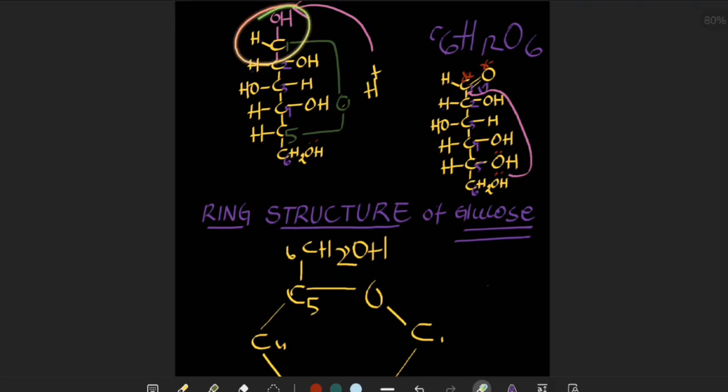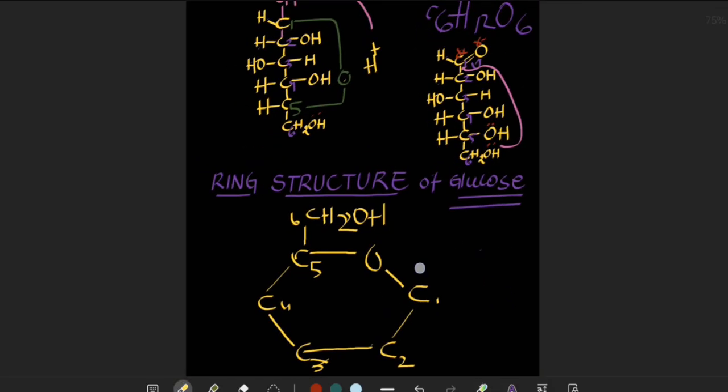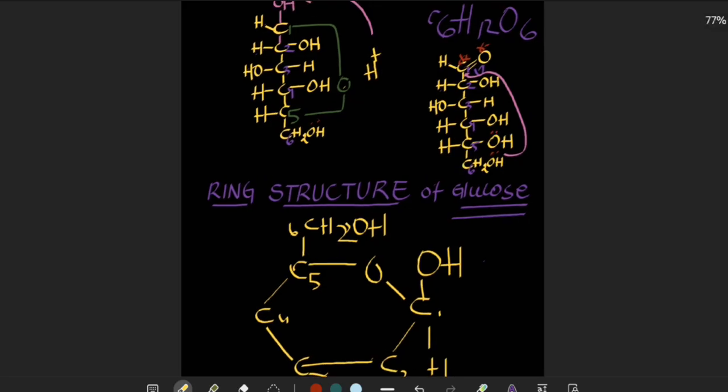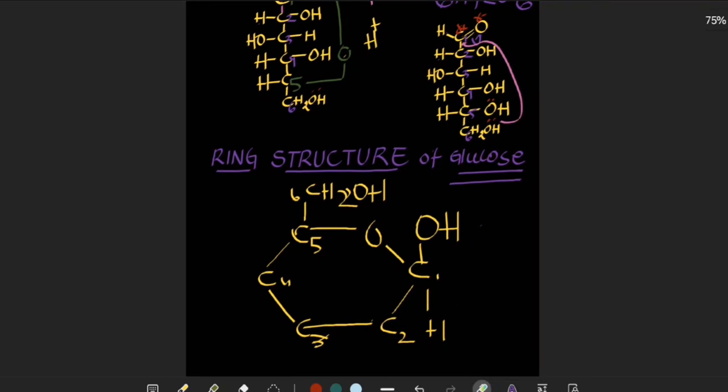So carbon 1 has OH and an H. So I'm just going to draw it right now. Suppose I say this is OH and then the H, right? Because we have carbon number 1 attached to H and OH. So let us do carbon number 2 now. In 2, it has an OH to the right side.